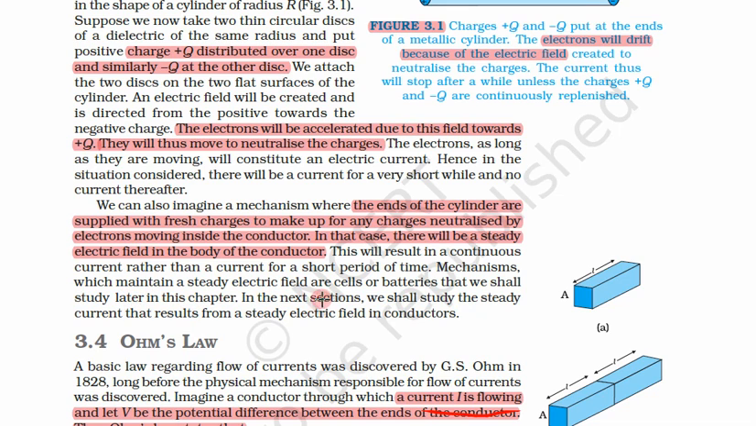The mechanism to maintain a steady electric current is cells or batteries or a power supply. Next, we will learn about Ohm's law.